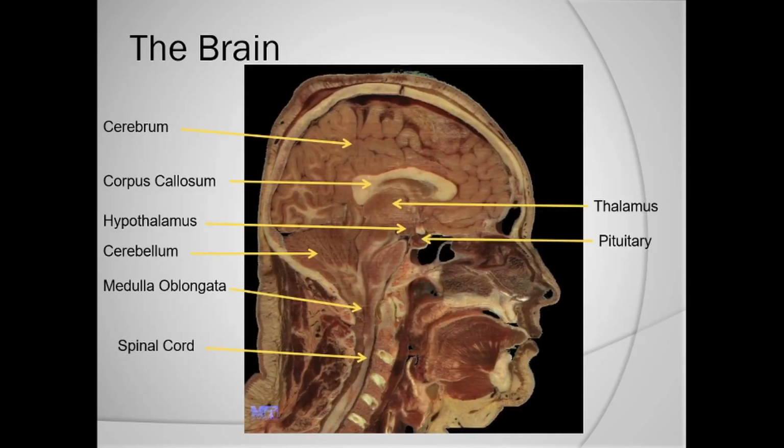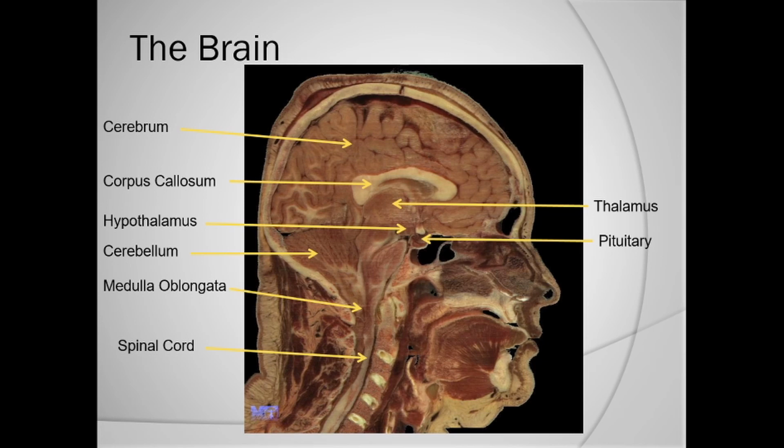This is a picture of a cadaver that was cut in half, and you can see what the brain looks like. It's an interesting picture. It shows the anatomy of the brain, and I just labeled a variety of parts. And so what we're talking about is the cerebrum, which you can see at the top left. The corpus callosum is kind of like the connecting bridge between the hemispheres.